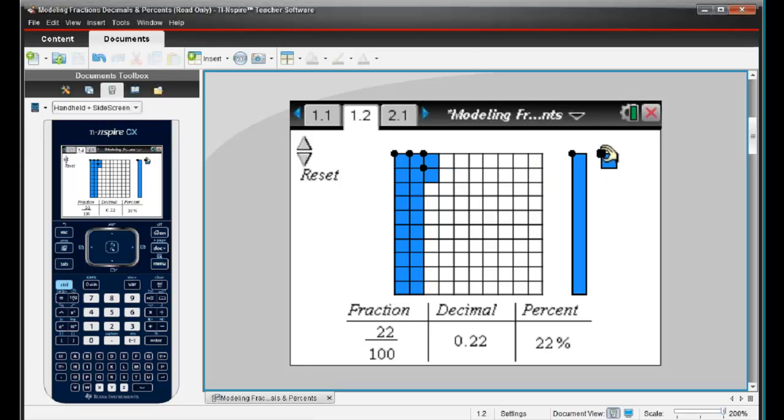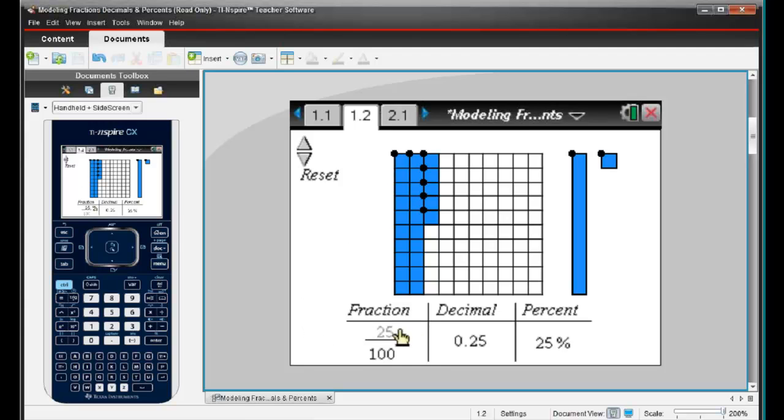And as we're doing that, the representations below are changing. So that numerator in the fraction is changing, as are my decimal and percent representations. So I would ask students, what's the relationship between the blue area and the fraction? And students would observe that we now have 25 blue boxes filled in out of 100 total. So that makes that connection between the area and the fraction.